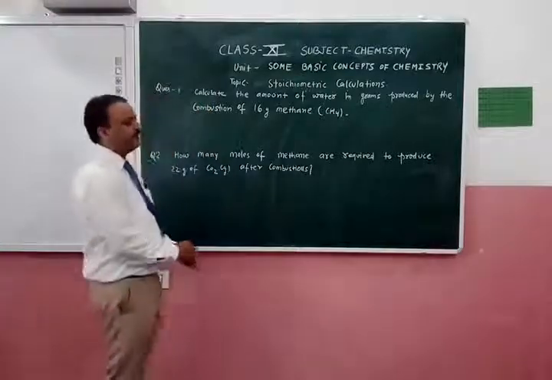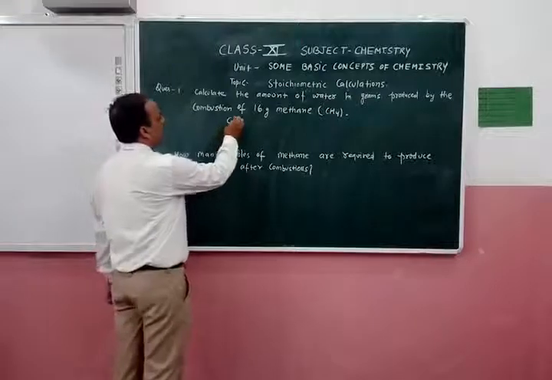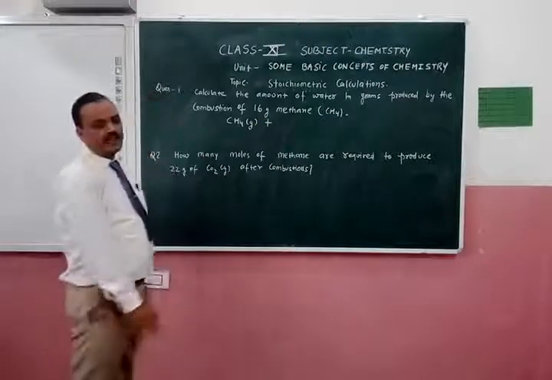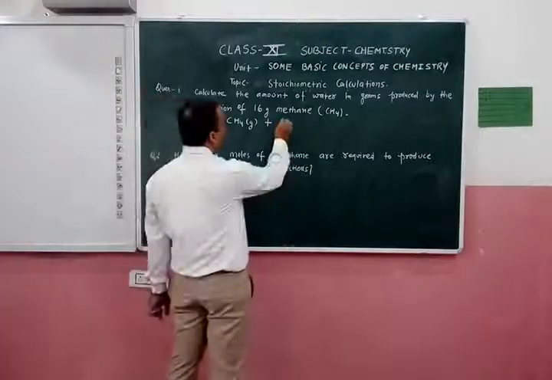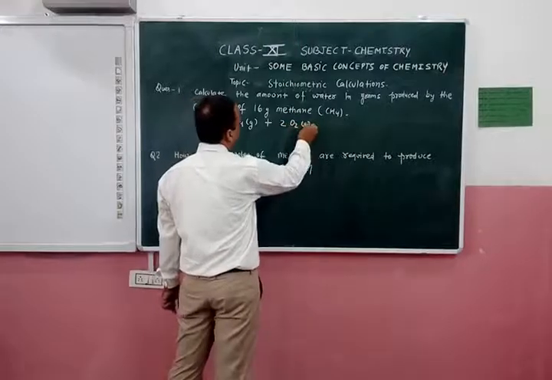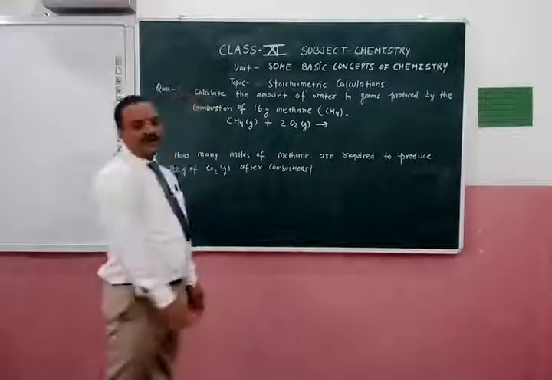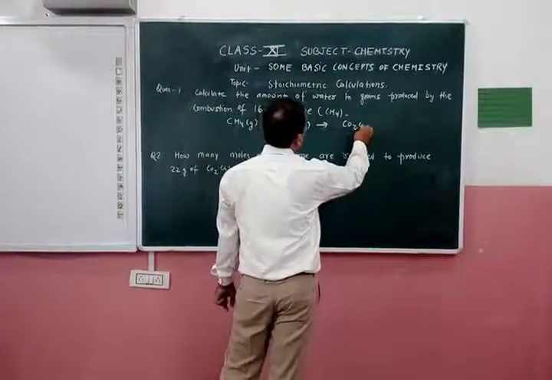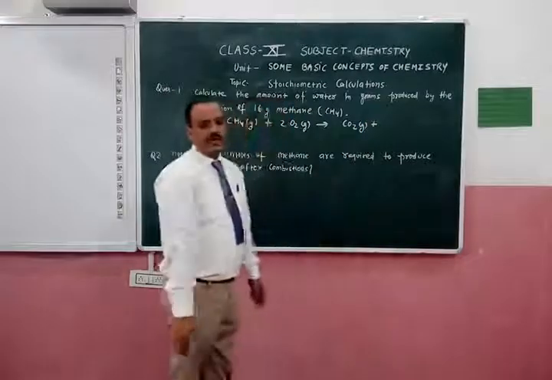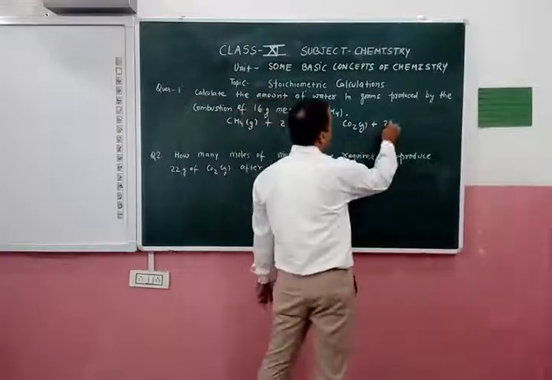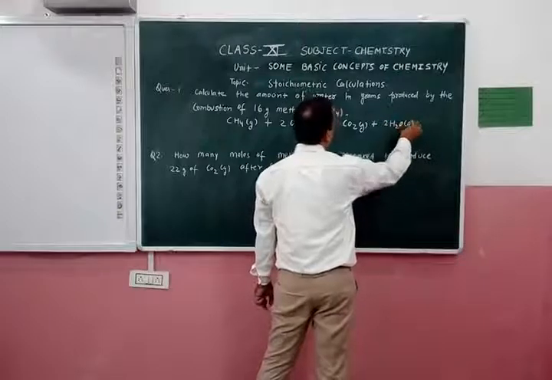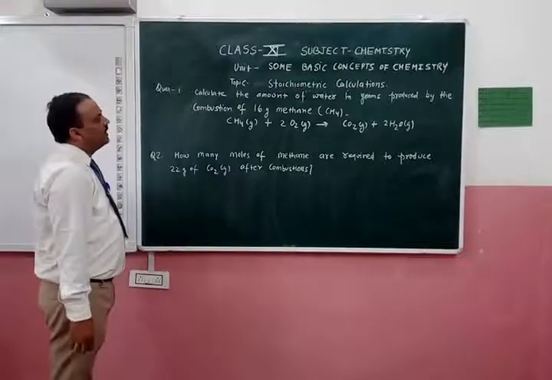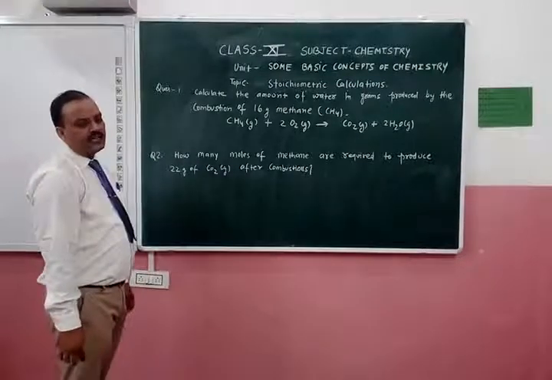Now we have to write the equation for this. Methane means CH4 gas. When this CH4 gas reacts with oxygen, we have CO2 and H2O as products. Now this is the equation used in the combustion of methane.